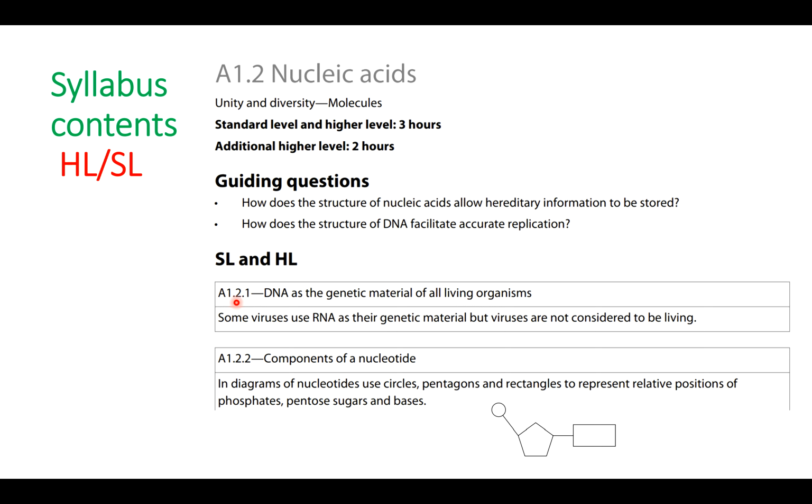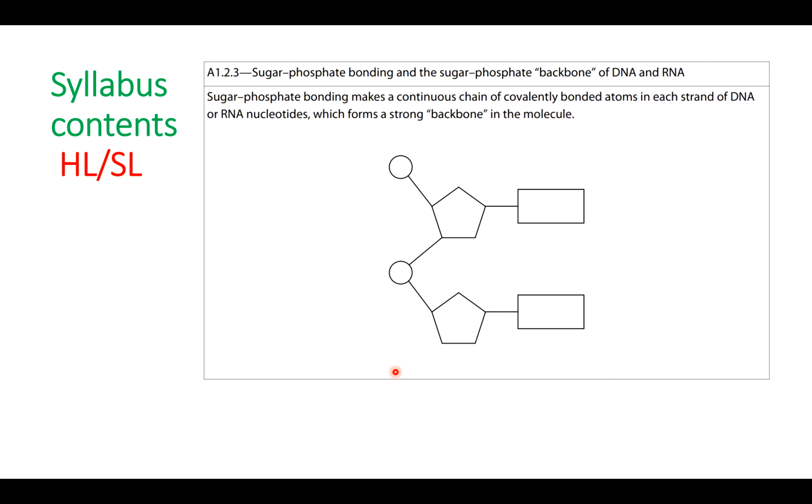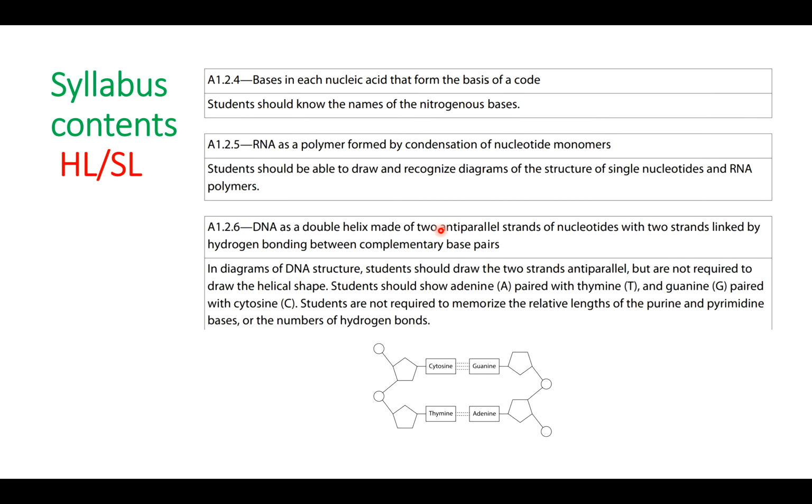A1.2.1 talks about DNA acting as a genetic material. In this case, we will talk about the basic idea about DNA and RNA as a genetic material. Then we will go into the detail of the structure. We'll talk about the nucleotide of this structure. Then we will talk about the backbone, how sugar phosphate bonding takes place. This is your sugar molecule, this one, pentose sugar. This is your nitrogenous base, and this is phosphate. So how they are connected, we'll talk about that.